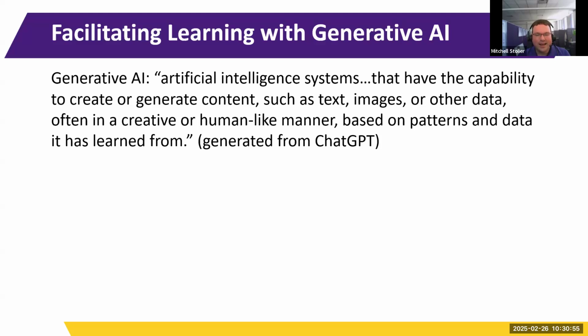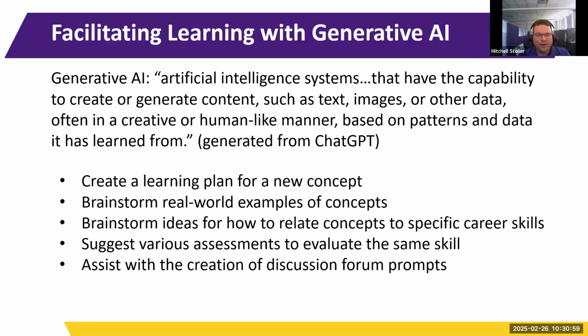So, some ways that you might use a text-based generative AI, such as ChatGPT, would include creating a learning plan for a new concept. You could use it to help create a scaffolded learning plan to help break it down to make it easier to grasp. Brainstorm how you might relate certain concepts to real world examples or current events.